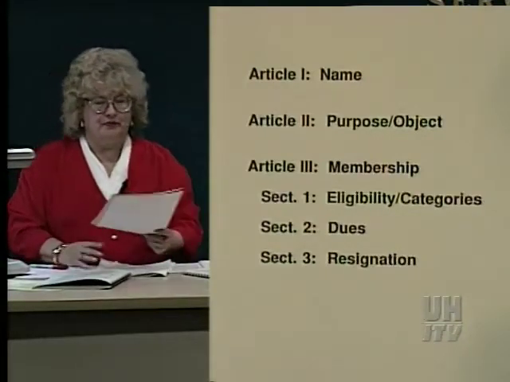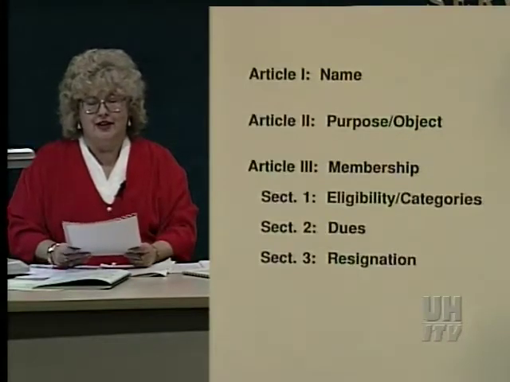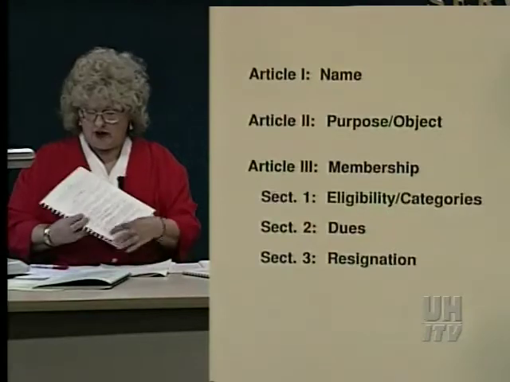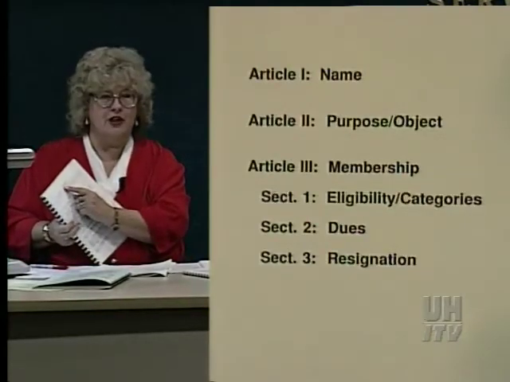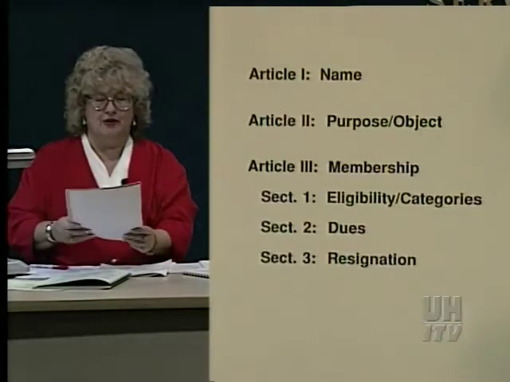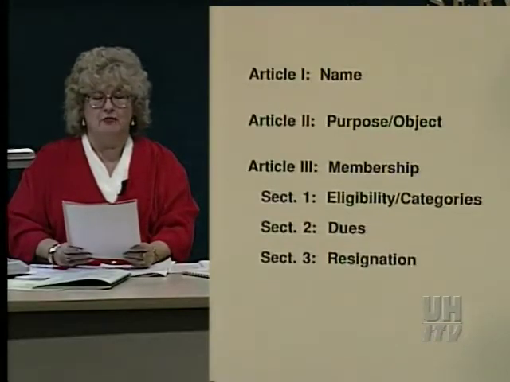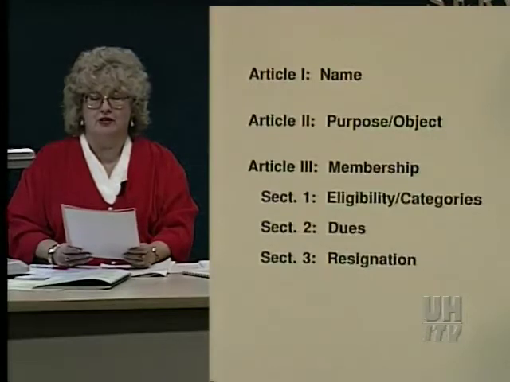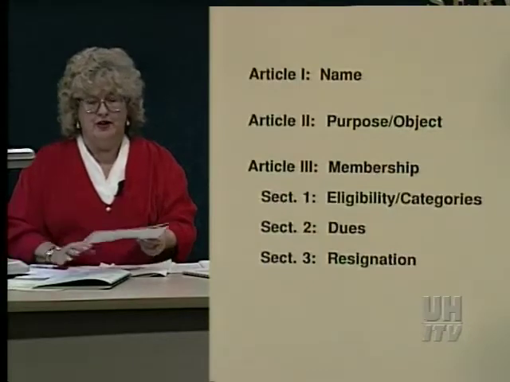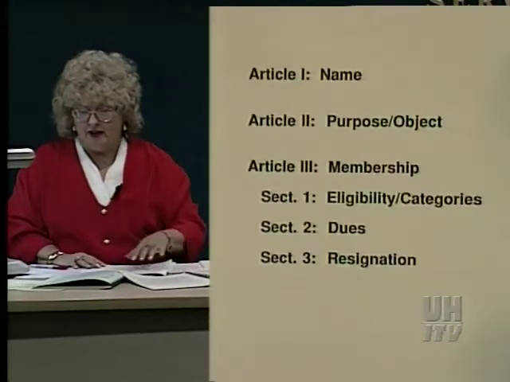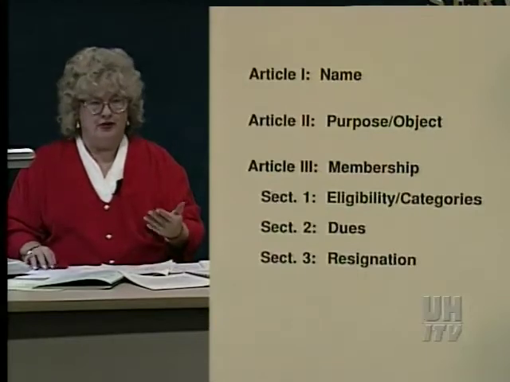This group doesn't call Article 1 name. Instead, Article 1 is membership, and we'll look at that in a minute, but they just labeled it Introduction, and it says Congregation Beth Israel is an American Reformed Jewish congregation dedicated to the glory and the perpetuation of our Jewish heritage. Article 1, membership. So you see, there are a variety of different ways that this can be done.